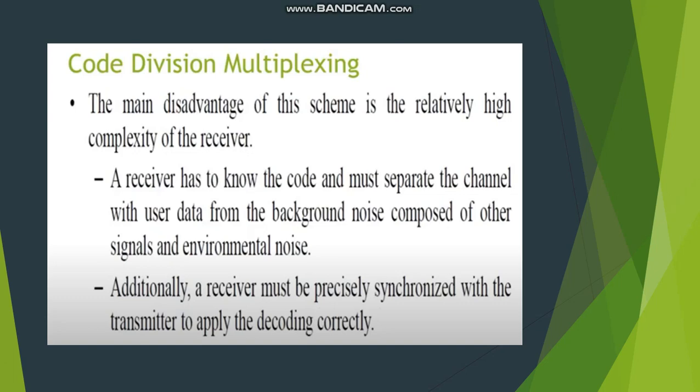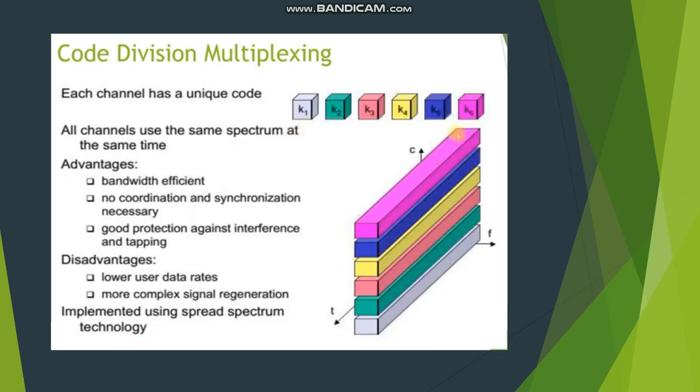Additionally, a receiver must be precisely synchronized with the transmitter to apply the decoding correctly. यानी receiver के पास एक transmitter होना चाहिए कि जो code sender send कर रहा है वो properly decode कर सकते हैं at the receiving end, and the receiver can have the messages that is targeted to it.